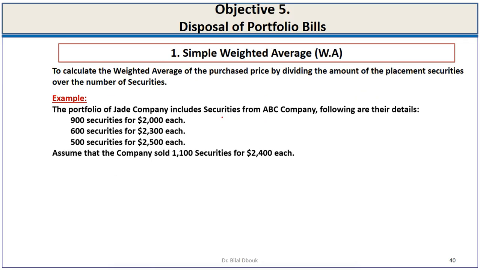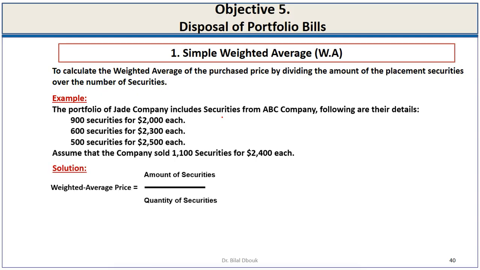Regarding the simple weighted average cost, as we see in this example, we have a portfolio of Jade company, which includes securities from ABC, according to these details: 900 securities at $2,000, 600 at $2,300, and 500 securities at $2,500 each. Assuming the company sold 1,100 securities for $2,400 each. How do we calculate the weighted average price?